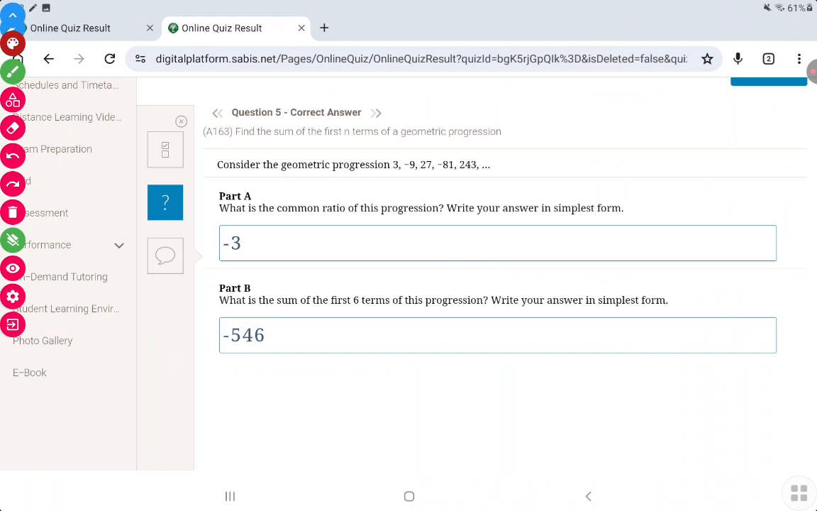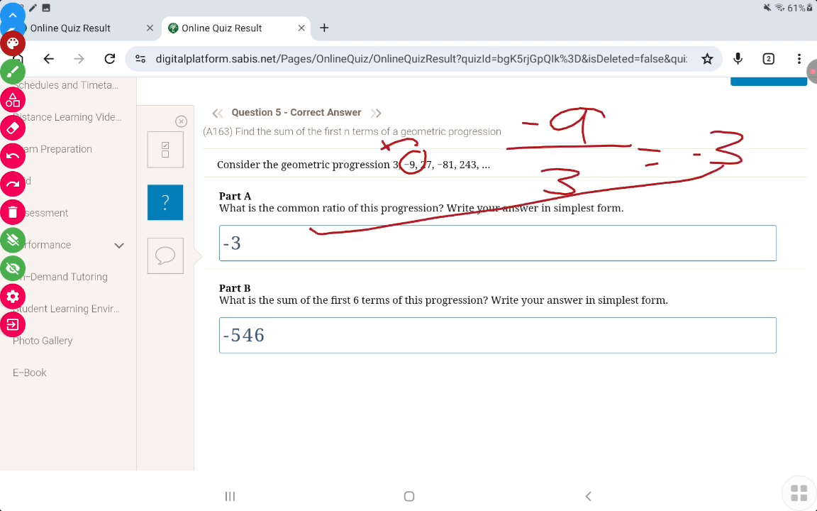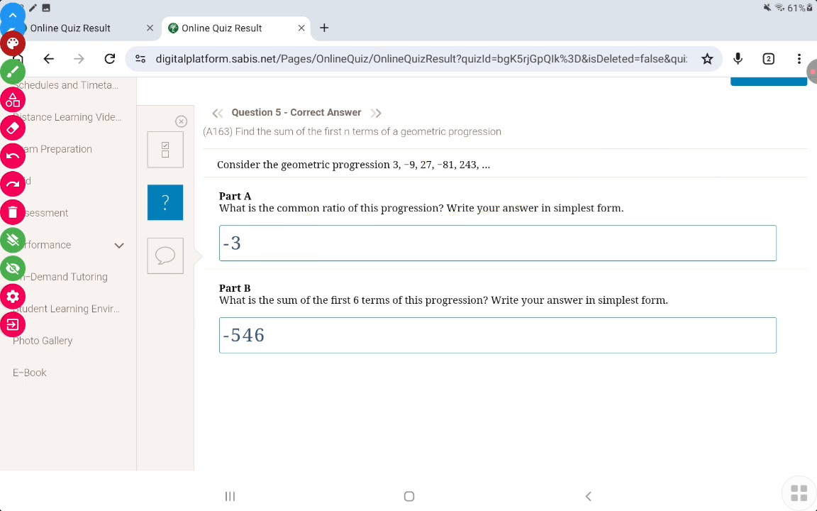Okay, we have this geometric progression. They want the common ratio. Common ratio is take a number and divide it by the number before. Negative 9 divided by 3 is equal to negative 3. So the common ratio is negative 3. You can check with other numbers too, but they told us it was geometric, which means the ratio is going to be equal no matter what numbers you pick. And they want the sum of the first 6 items.